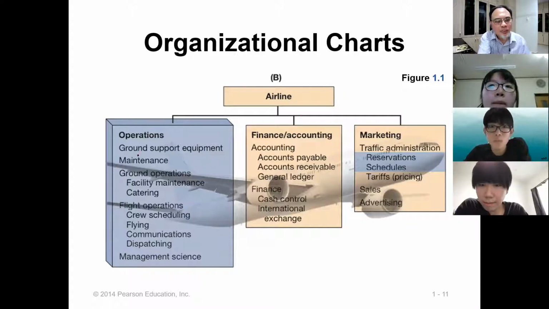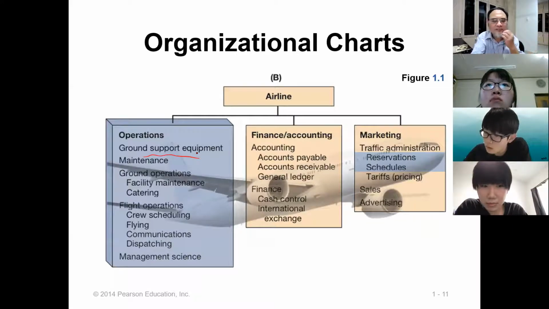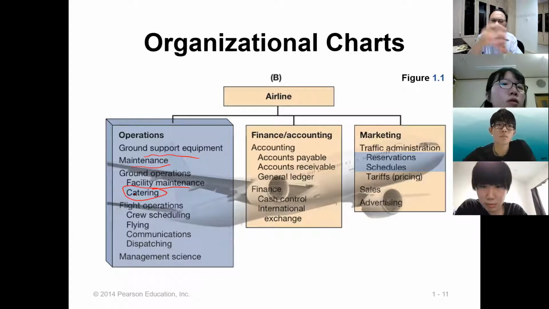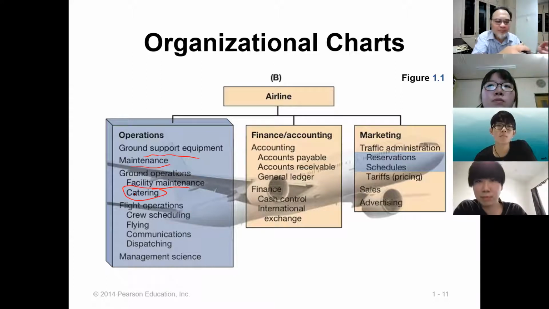Airlines, ground support. You've been to an airport and you have taken a flight. There is also a maintenance group. Aircraft needs to be maintained. If you don't maintain the aircraft, you cannot fly. There is ground operation, facility maintenance. There is catering. Catering means preparing food for the flight. That is also under operations. Anything operations is operations. Okay, I can put university as well.